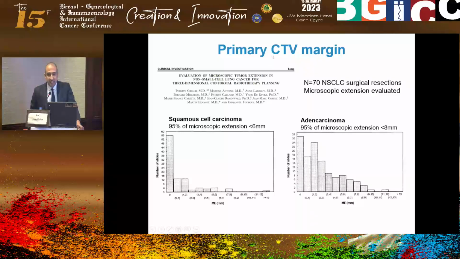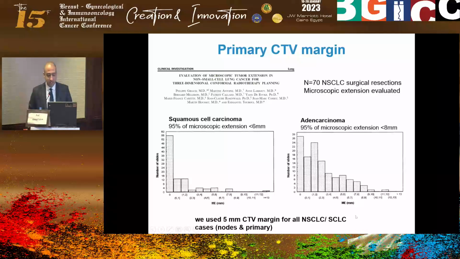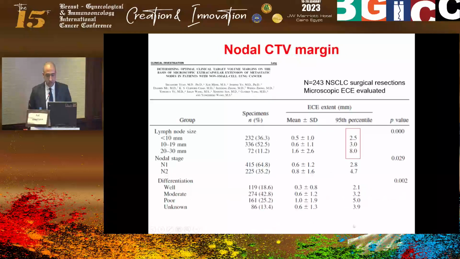We're going to talk about the CTV margins now. This is a study from a surgical resection series, which evaluated the microscopic extension around the tumor. This study shows that you can capture 95% of this microscopic extension if you have a 6 millimeter margin for squamous cell carcinoma, while you need 8 millimeters for adenocarcinoma. So based on this, you can have different CTV margins for different primaries. Although I have to be honest with you, we tend to utilize the same 5 millimeter margin irrespective of histology.